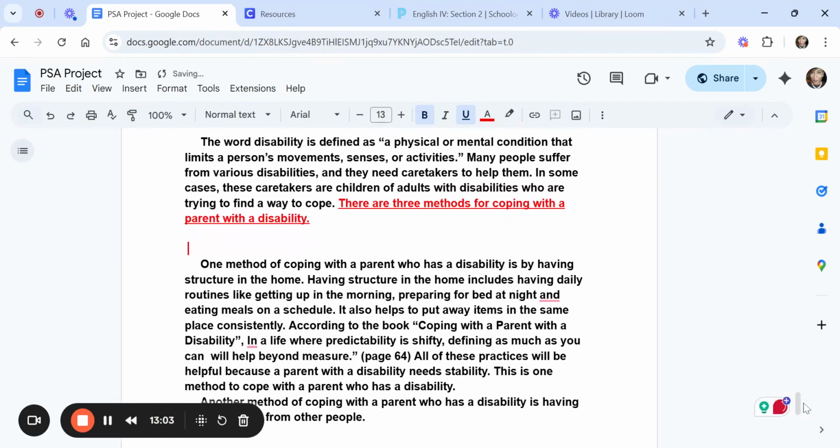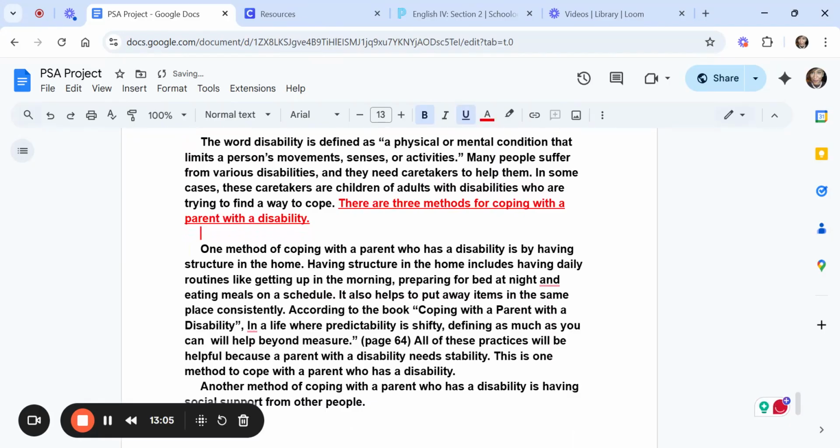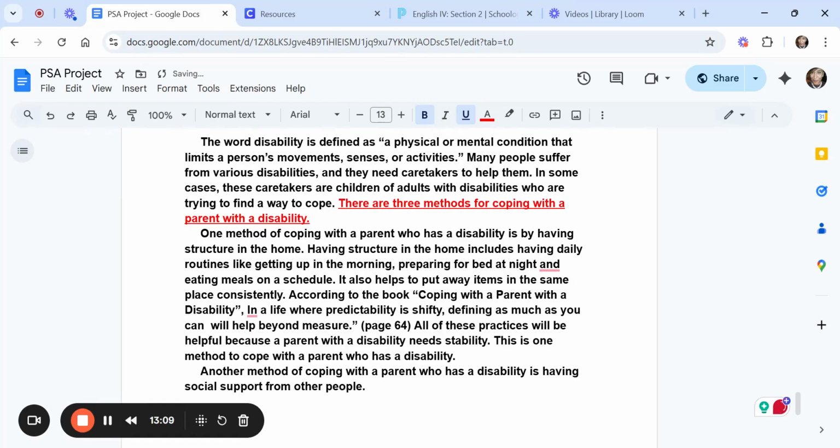I want to take out that space that I have in between these paragraphs here because I wouldn't need all of this space. As long as you have your paragraphs indented, that's fine. But this is a good sample of how you can format your introduction and body paragraphs for the PSA essay.